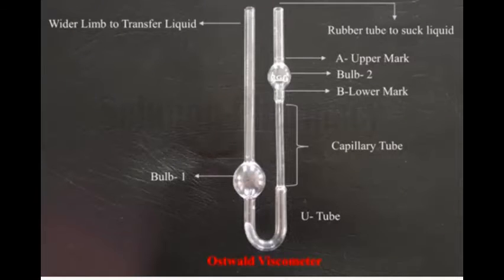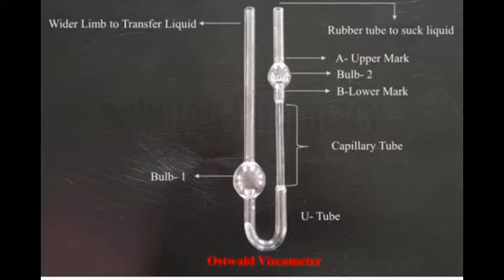First, we will discuss the parts of Ostwald viscometer. The wider limb on the left side is used to transfer the given liquid into the viscometer. The Ostwald viscometer contains two bulbs marked as bulb 1 on the left side and bulb 2 on the right side. After bulb 1 on the left side is a U-tube and capillary tube which connects bulb 1 to bulb 2.